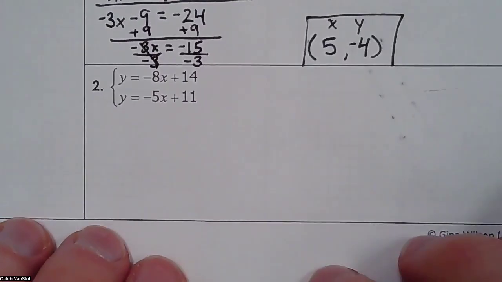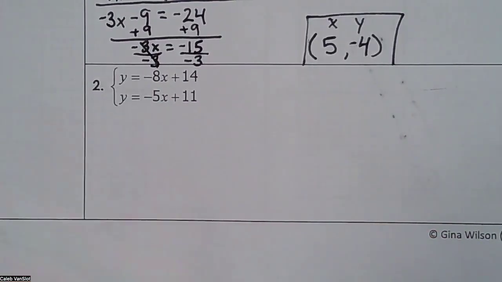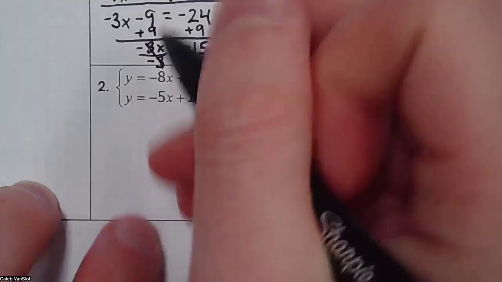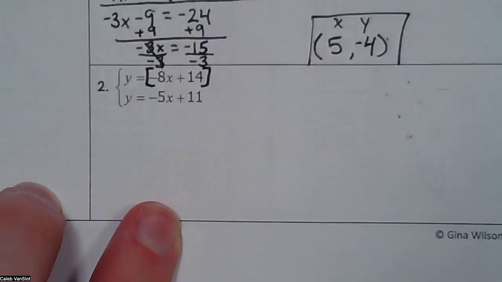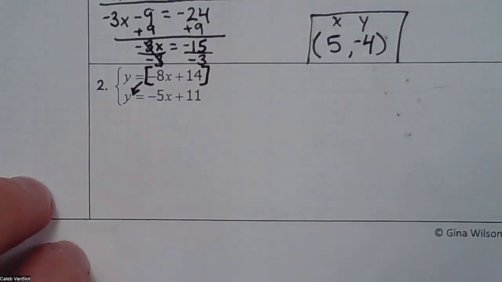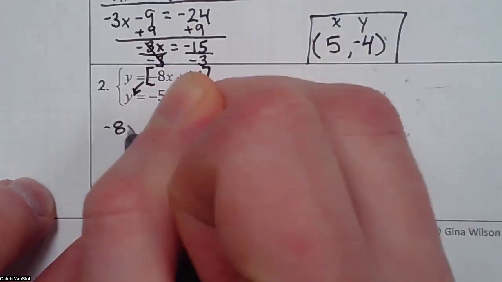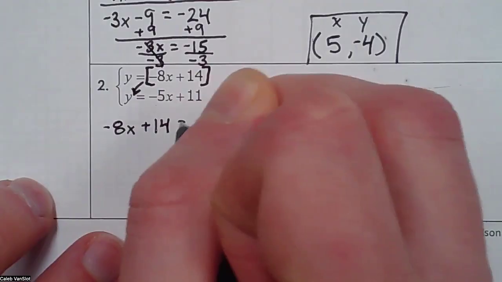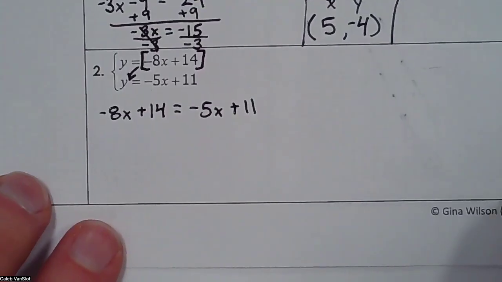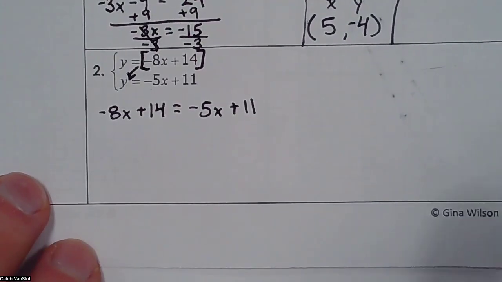Okay. Number 2, do you see how both of these are like y equals something, right? We don't need to rearrange them at all. We have y equals -8x plus 14 and y equals -5x plus 11. So since I know that y equals -8x plus 14, I can just substitute it in for that y. So instead of writing y, I'm going to write -8x plus 14, and set it equal to -5x plus 11. Okay. So now this is just like the last one. I can solve for x.